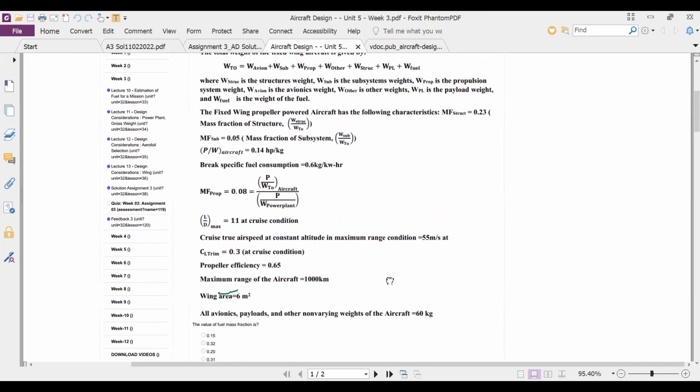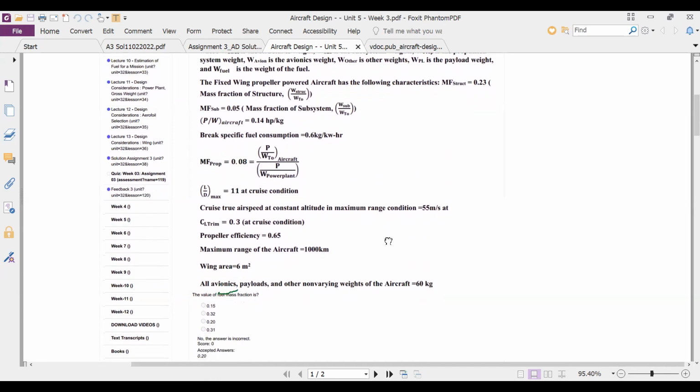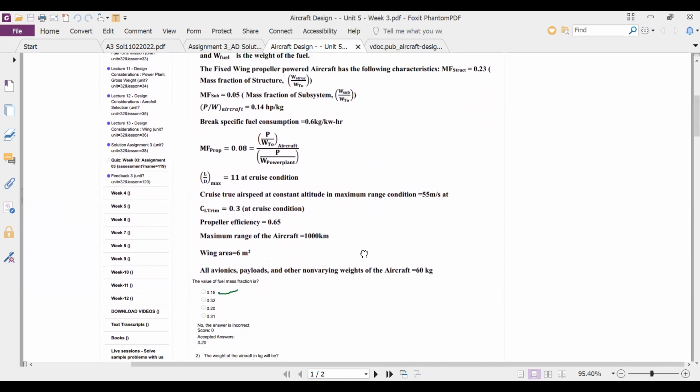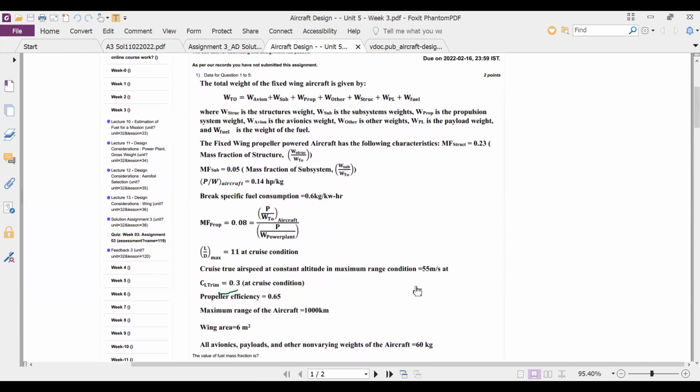So payload weight is given. Yes. So payload, other, and avionics and subsystems. These weights are known to you to be 60 kg. Right? So I'll put it here. And mass fractions for what? Mass fractions for propulsion, 136.36. That is the right answer.